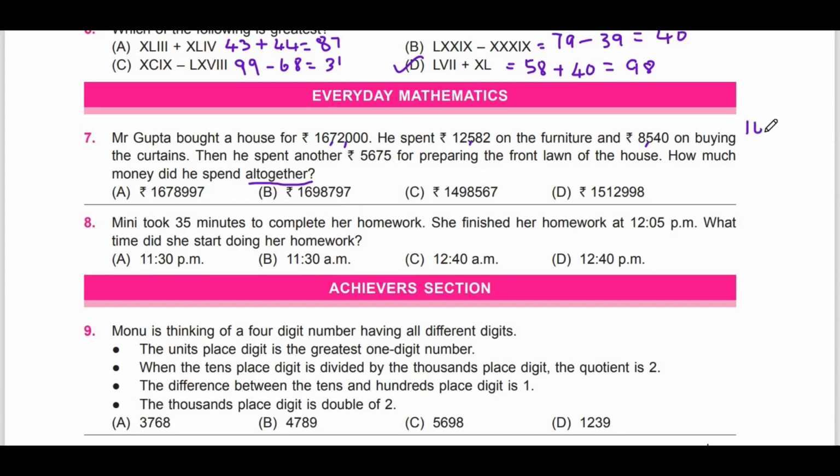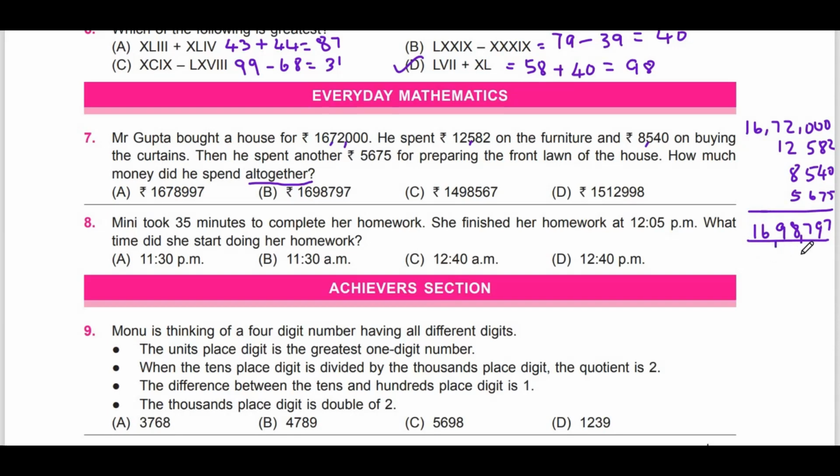So this is 16,72,000. Right? Then it is 12,582. And then it is 8,540. And then it is 5,675. So we have to find the total of this. So when you add up this 5 plus 2, which will give us 7. And here it is 9. Then it is 7. I'm just writing the addition. I think you all know how to add this.